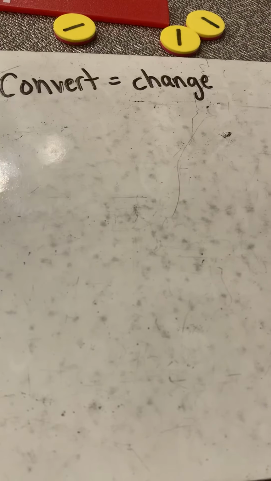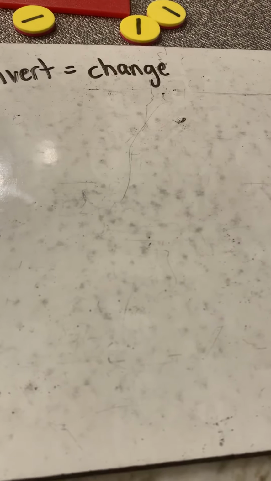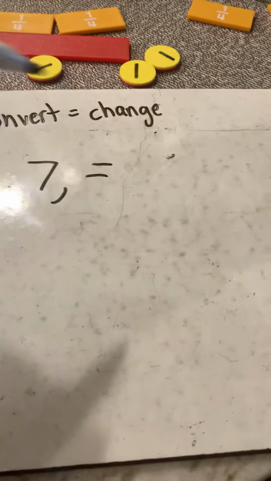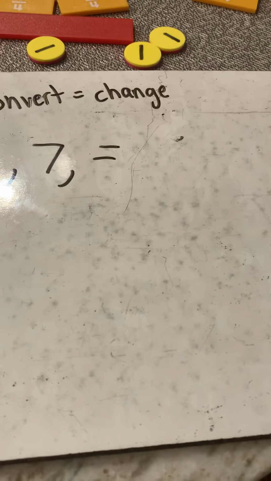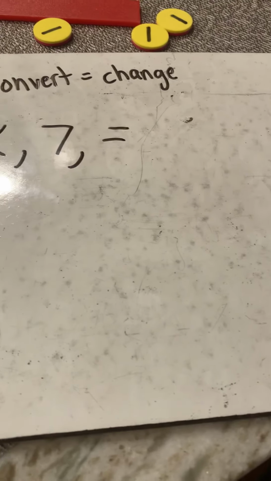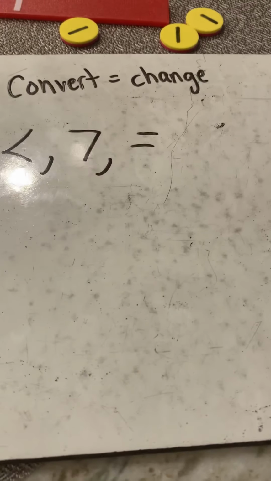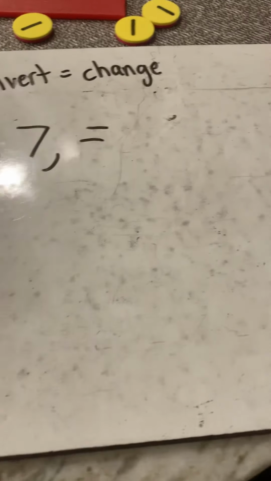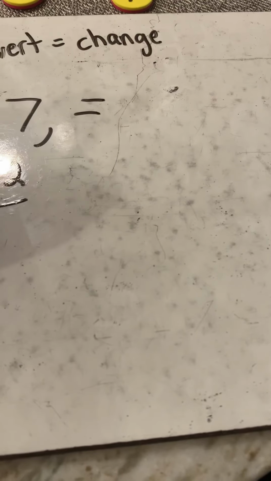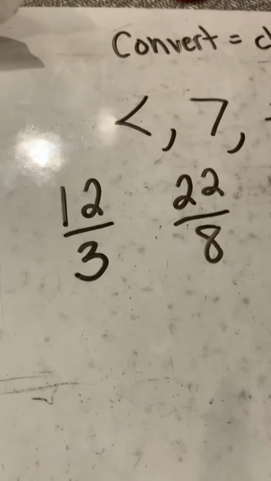So last but not least is number 12, and it's telling us to compare the fractions using greater than, less than, or equal to, and give a brief explanation. Brief means short, right? Explanation is your writing or you're telling us using pictures of how you solved. So we are comparing 12/3 and 22/8.